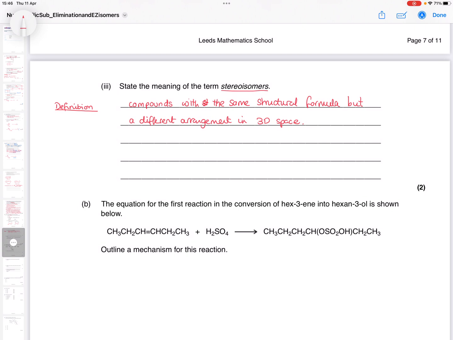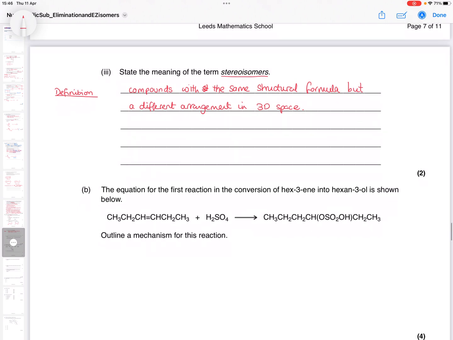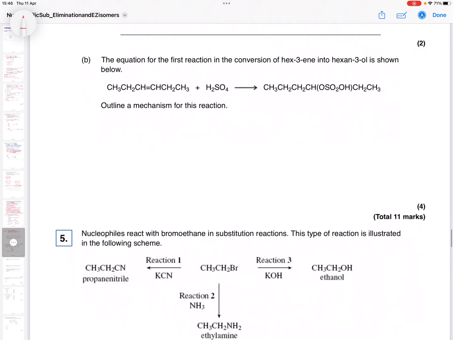The equation for the first reaction in the conversion of hex-3-ene into hexan-3-ol is shown below. Outline a mechanism for this reaction. So this reaction comes in the alkenes topic, so a little bit ahead of ourselves, but I'm going to write out the mechanism anyway. So we've got the reaction, which is going to be an electrophilic addition reaction. So this is just going ahead a little bit into the next topic, which is alkenes.